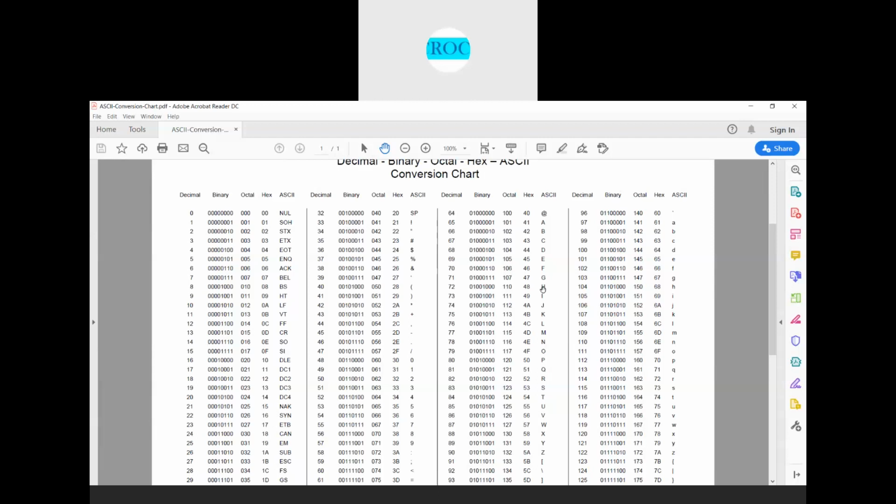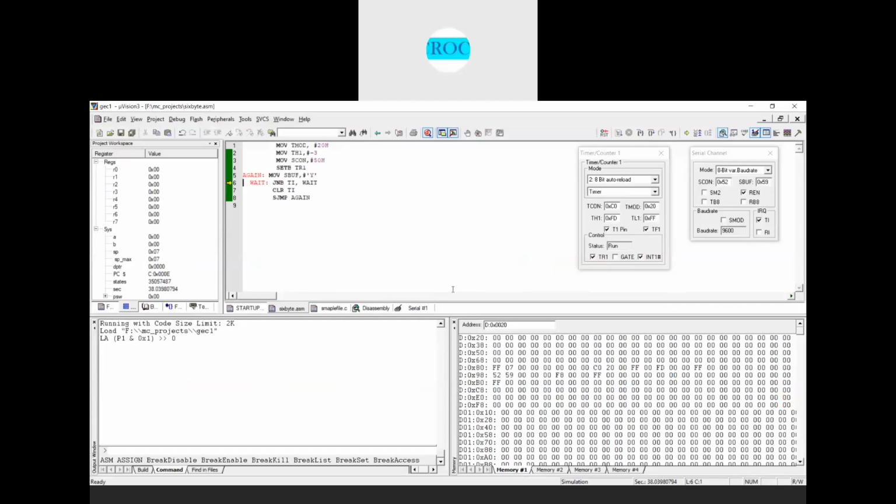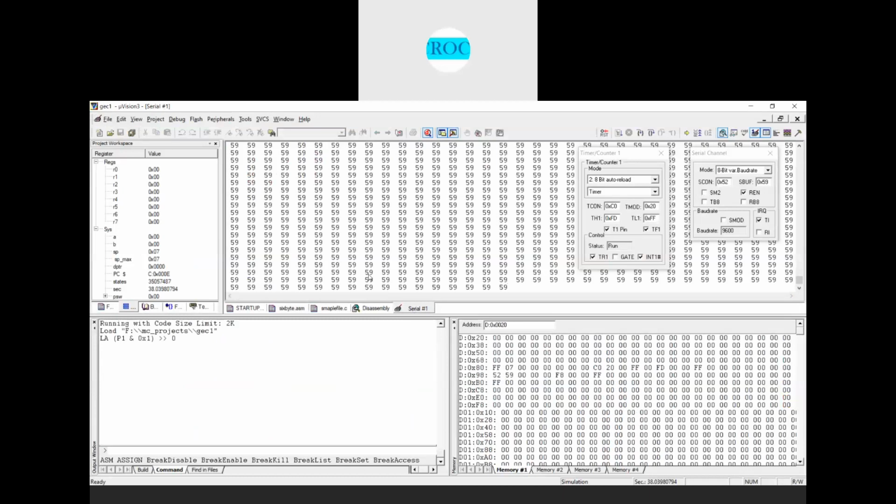First, we transmitted H, and what was the hexadecimal equivalent of that ASCII character H? 48. That is loaded into the SBUF register. After that, we transmitted Y, and what is the hexadecimal equivalent of that one? 49 there, right? So if you see this one, we got 49. This is how you transmit any single byte, a single character, any ASCII character.